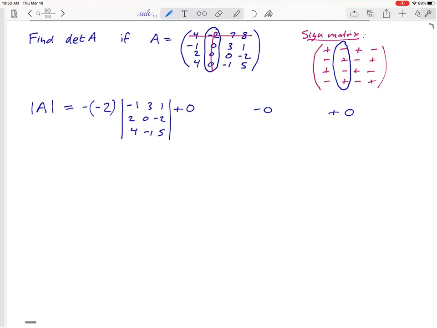Okay, and technically, we would then need to do that for each of these 3 other entries, the +0, the -0, and the +0, but those numbers are 0, and so it really doesn't matter what they're multiplied by. So I'm just going to write blank 3 by 3 matrices because those are just going to go away anyway. And so what we're left with then is just minus -2, which is a +2, times the determinant of this 3 by 3.